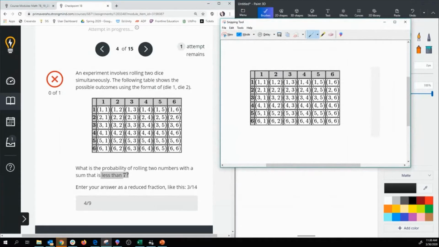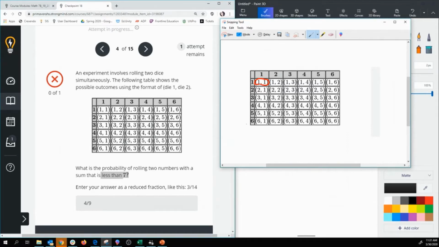So we need to go through and determine which one of these answer choices, when we add those two numbers together, would give us something that is less than 7. So if I look at the very first ordered pair, this 1 comma 1, if I add those two numbers together, would this give me something that is less than 7? 1 plus 1. Yes, right? 1 plus 1 would give me 2. That is less than 7, so that counts.